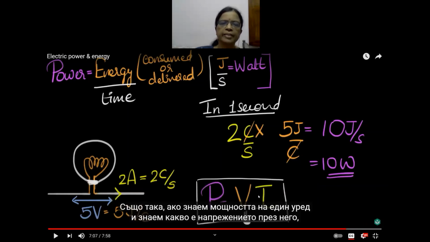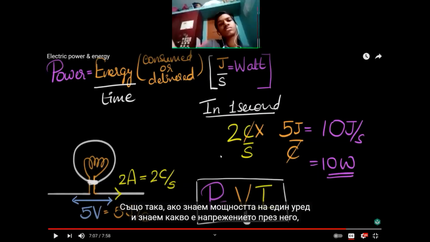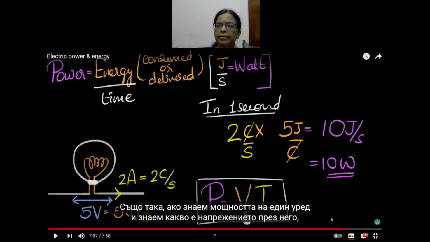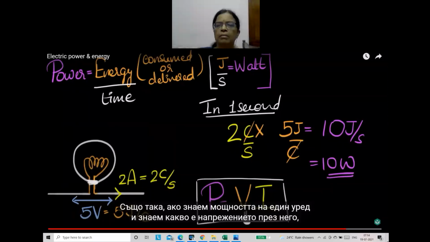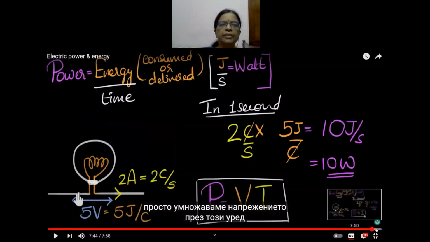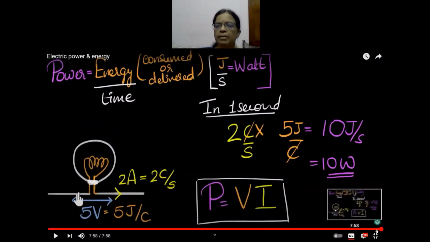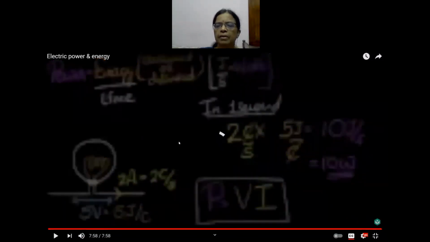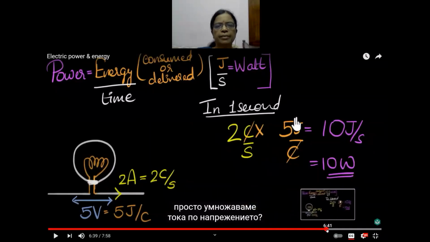That is the power. So got the equation, children? What is the equation for power? Voltage into current. Okay. Very important formula. Understood this one, children? Yes, ma'am. Okay, yes teacher. Then we can see.